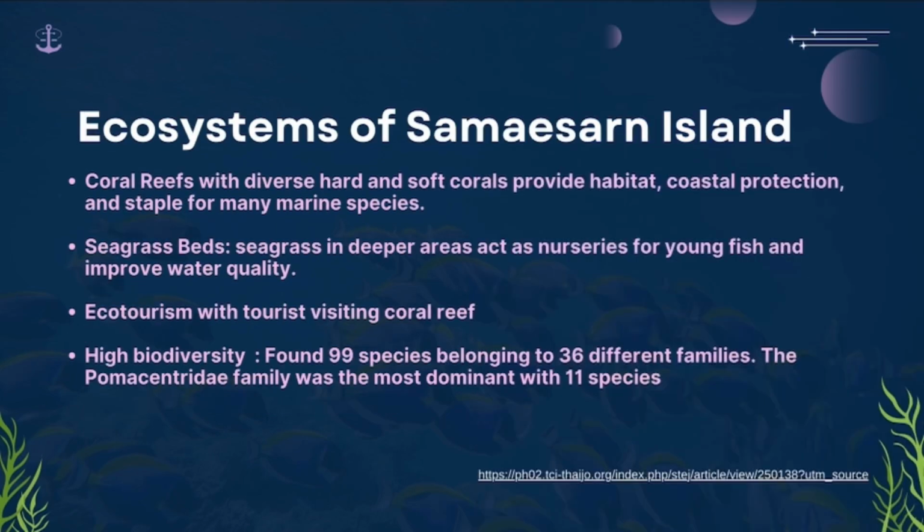The primary ecosystem around Samesan Island is the coral reef ecosystem, which includes both hard and soft corals. These coral reefs provide essential habitats, coastal protection, and food source for many marine organisms. In the deeper areas, seagrass beds are found, and these seagrasses act as nursery ground for juvenile fish and help improve water quality by stabilizing sediments.